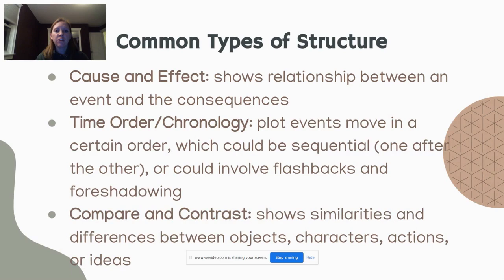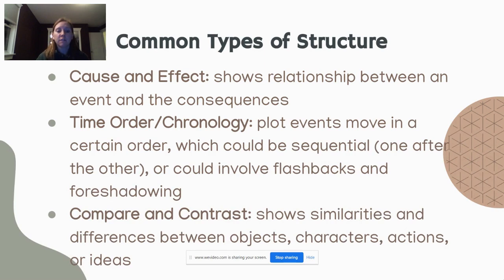Time order and chronology. This just means the plot events move in a certain order. So it could be sequential, which just means one after the other, or it could involve flashbacks where things don't go in order. So you are in one time period and then flash back to a previous time. And also foreshadowing, where you're seeing a hint of something that might come that hasn't happened yet. So sometimes timelines can move in order, and sometimes they can jump around a little bit. And how an author chooses to do that can be important.